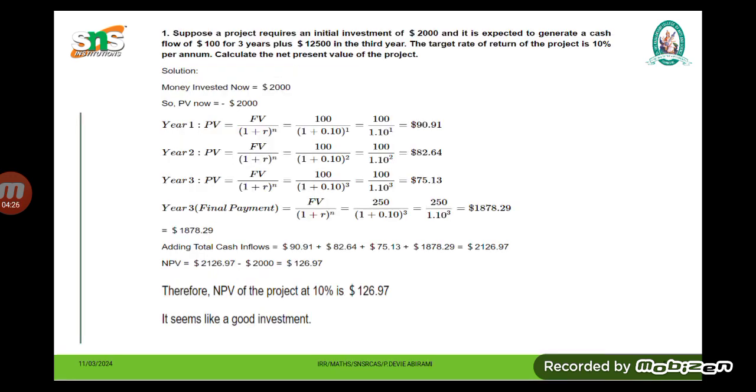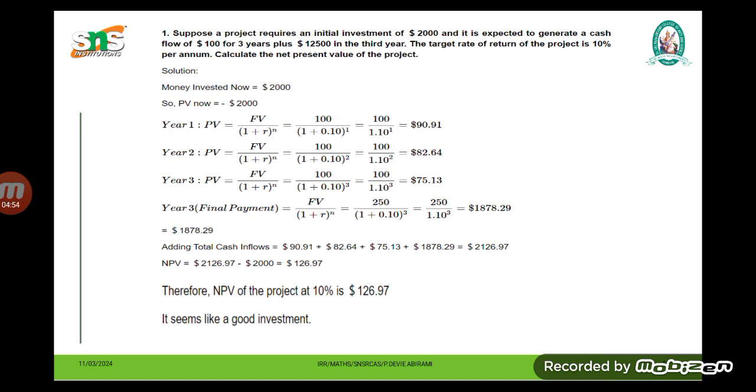My second problem: suppose a project requires an initial investment of $2000 and it is expected to generate a cash flow of 100 rupees for 3 years and 1200 after 3 years. The target return of the project is 10% per annum. Calculate the net present value. Here the money invested is 2000, so my present value will be minus 2000.